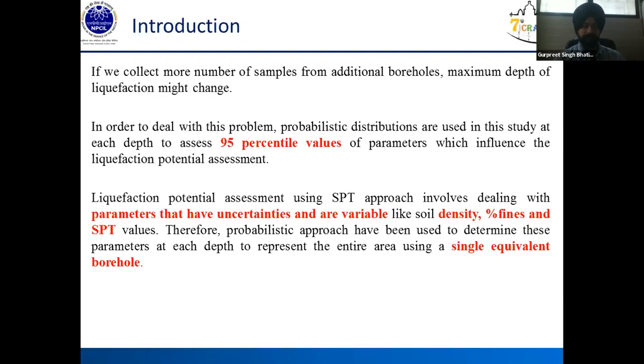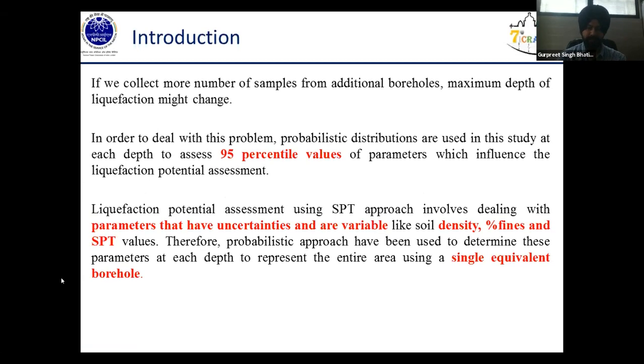So in order to deal with this problem, probabilistic distributions are used in this study to assess the 95 percentile values of parameters which influence the liquefaction potential. We know that carrying out liquefaction studies using the SPT data is majorly based on the N values, the density of soil, and the percentage fines of soil. So we have determined these values using the probabilistic assessment, and then we have used the empirical relationships given by various researchers to calculate the factor of safety for liquefaction.